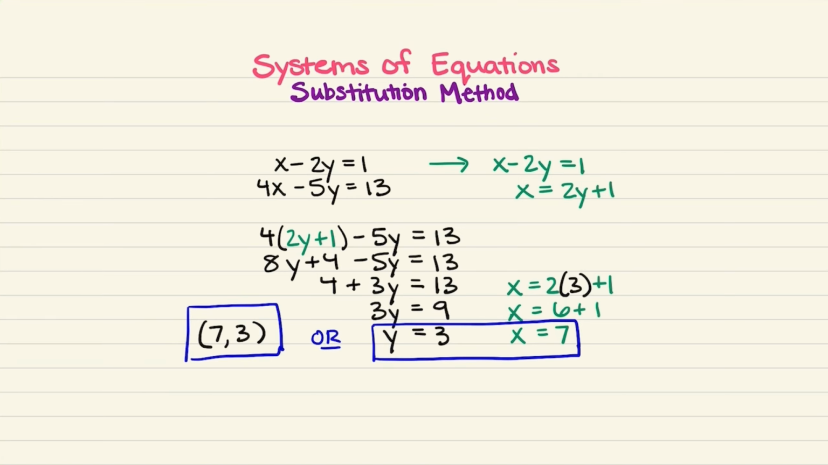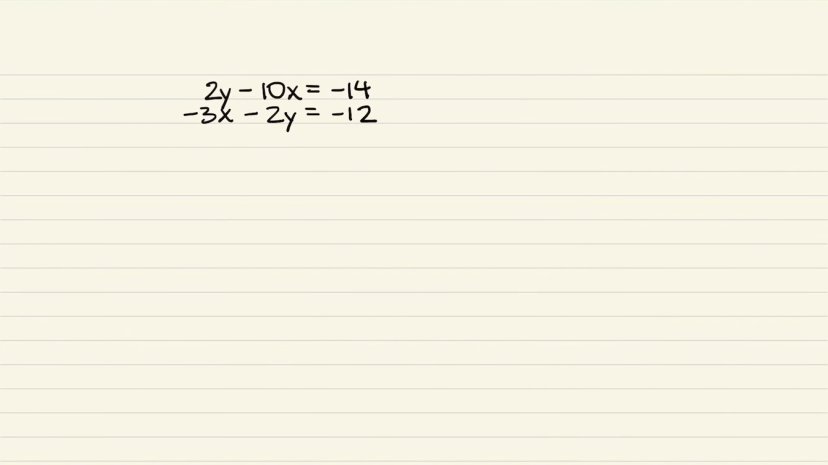All right, let's look at another example. Okay, so again, in our substitution problems, we are looking to isolate one of the variables, either the x or the y, in one of the two equations. So I'm going to pick the y in this top equation here. So let's move this over here. 2y minus 10x equals negative 14.